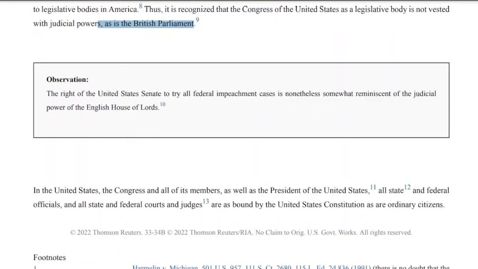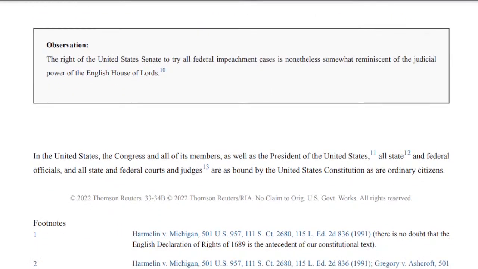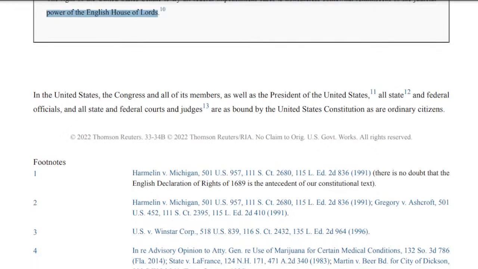And I think we're all pretty familiar with the recent use of the right of the United States Senate to try all federal impeachment cases, which is nonetheless somewhat reminiscent of the judicial power of the English House of Lords. When you think about that, when the Senate is running an impeachment trial, it's really exercising somewhat the judicial power of the English House of Lords. Interesting. We have footnote 10.